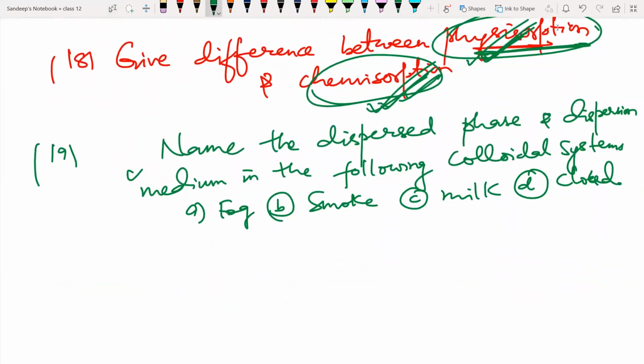So you have to do this question, very, very important question. What are the dispersed phase and dispersion medium in fog, smoke, milk, cloud? So this is very, very important for your exam.